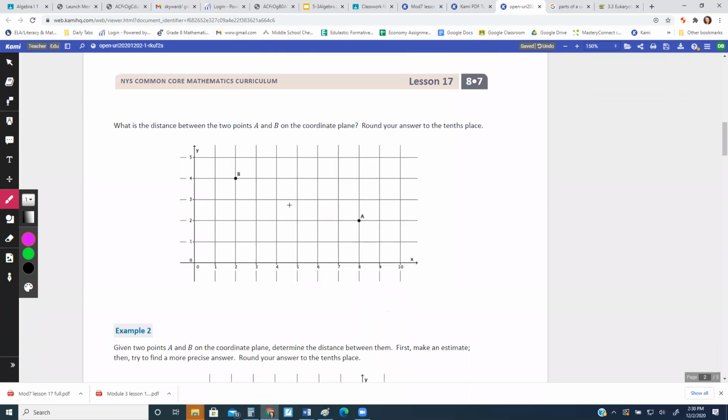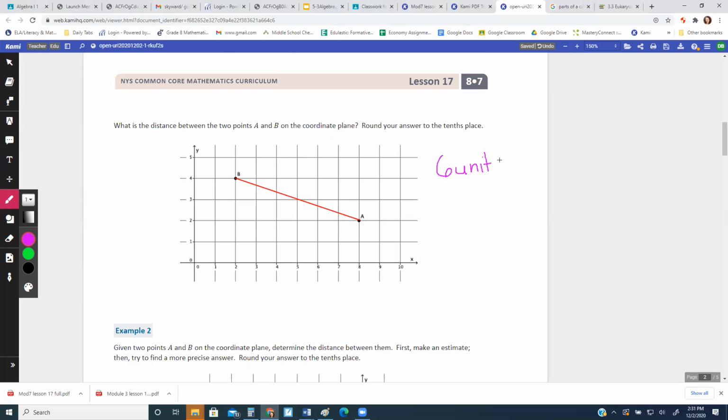But what if we have 2 points that aren't along a vertical and horizontal line? What if we have 2 points like this and they're going to cut across? So I'm going to make a line from B to A. And so your gut might say, well, I can do this. I can just count how many sections it crosses. It crosses 1, 2, 3, 4, 5, 6. It crosses 6 sections. So this is 6 units long.